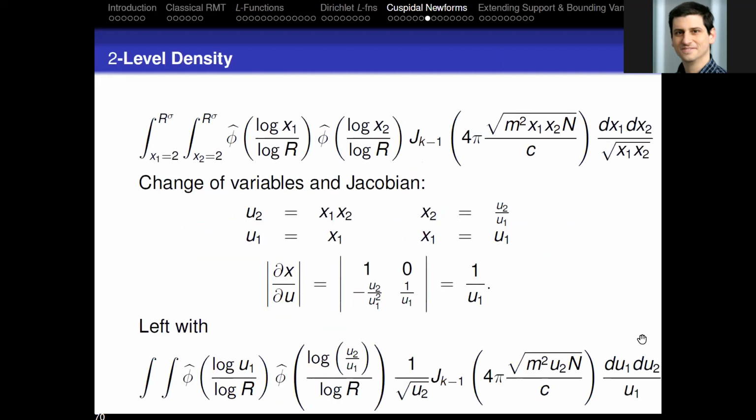What I want to focus on is the one really clever idea that emerges when you try to study things involving the 2-level density. So we want to reduce everything to the case they handled. Unfortunately now we have a Bessel function involving 2 variables, and they had a Bessel function involving 1 variable. So if we let u2 be the product of x1, x2, and u1 be just x1, then when we calculate the Jacobian, it's 1 over u1. And when we put things in, we now get a Bessel function of just 1 variable, like before, and we have our Schwartz test functions at the log of u1 and the log of u2 minus the log of u1.